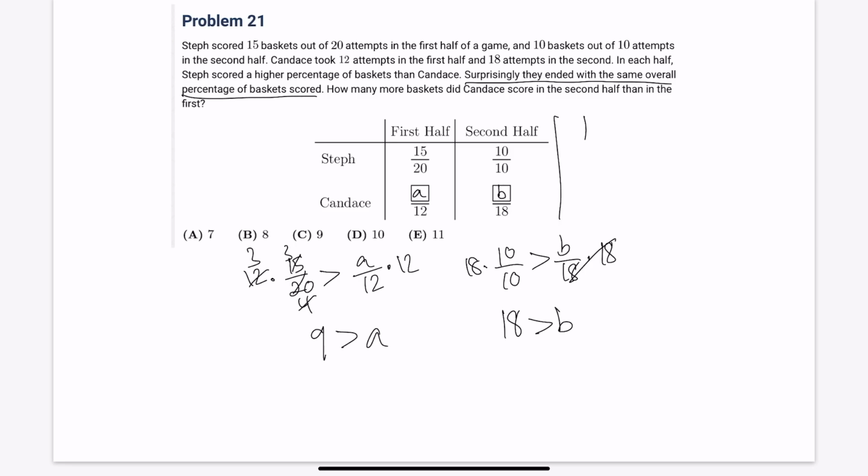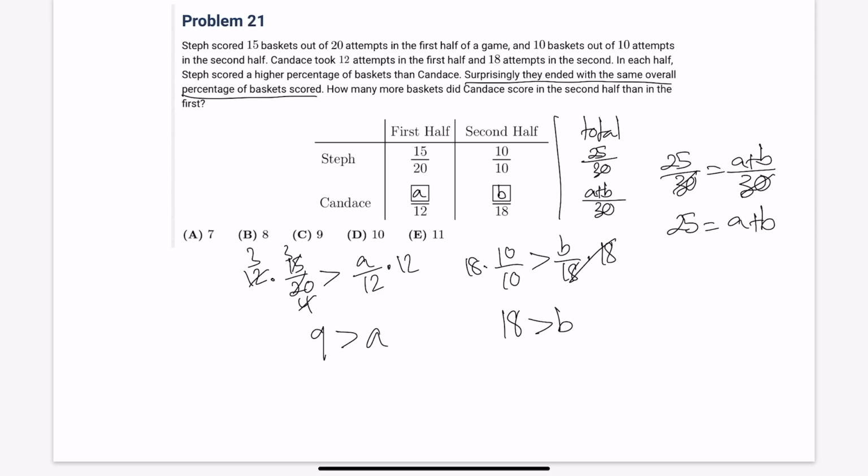Then, using the last piece of information we have, they ended up with the same overall percentage. If we make a total column, we can find the overall percentage by adding the total correct in both halves, 25 over the total attempts, which is 30. For Candace, you'll have A plus B over 12 plus 18, which is also 30. So setting these equal, we have 25 over 30 equals A plus B over 30. We can multiply both sides by 30, and we get 25 equals A plus B.